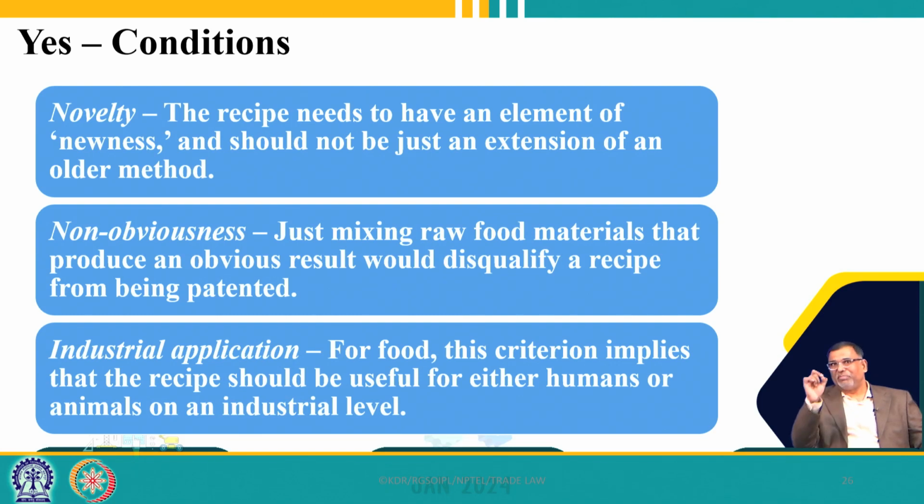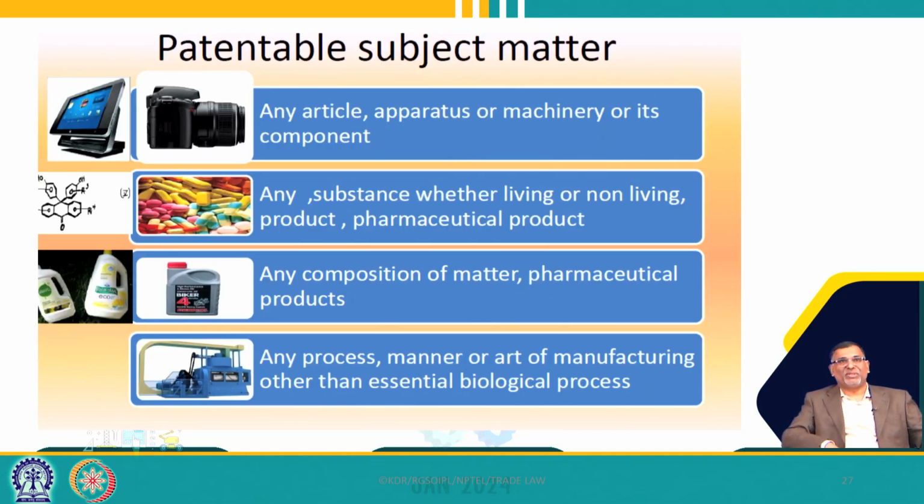So, it should not be an extension of the older method. Non-obviousness: mixing or admixture is a disqualification for patenting. Mixing raw food materials cannot produce a patentable subject matter. Industrial application: a recipe should be useful for humans or animals or at an industrial level. So, food also can be patented subject to the same criteria.